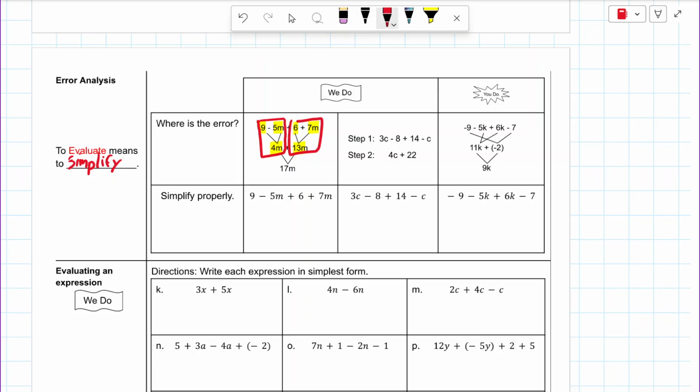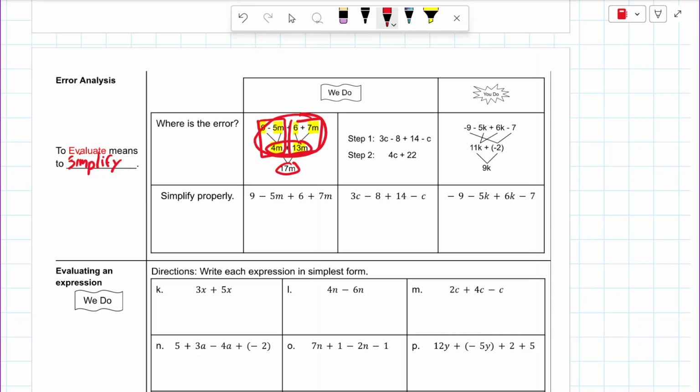Another bad move. Then, after they got there, they took these two, which would have been fine if they were correct, but they're not, and 4m plus 13m is 17m, but they made a big mistake back up here. So how do we simplify properly?